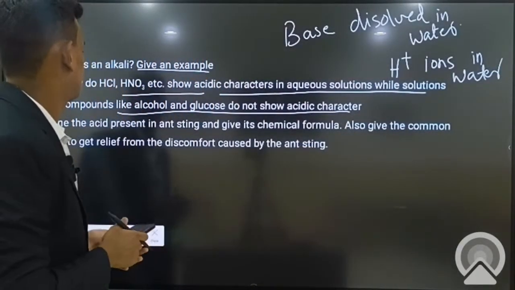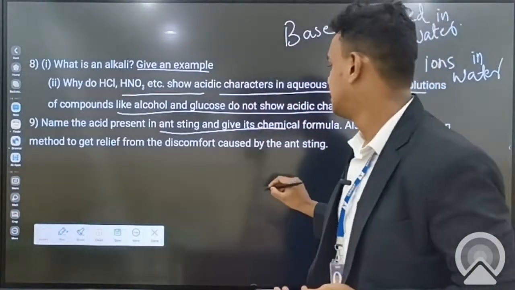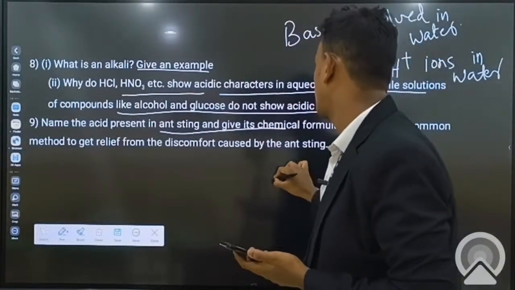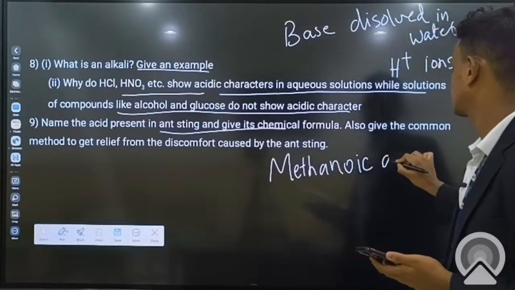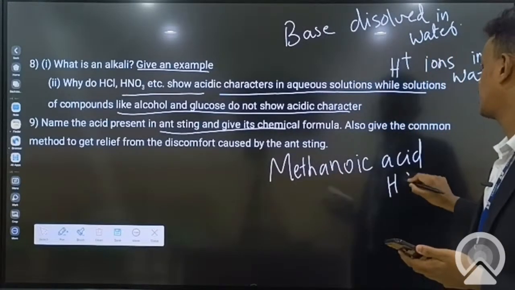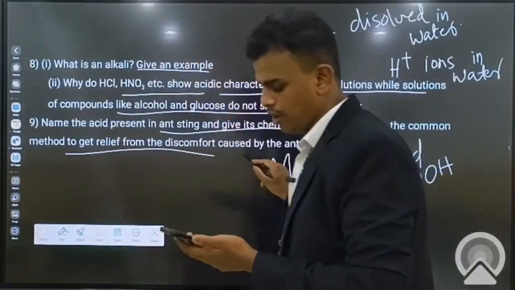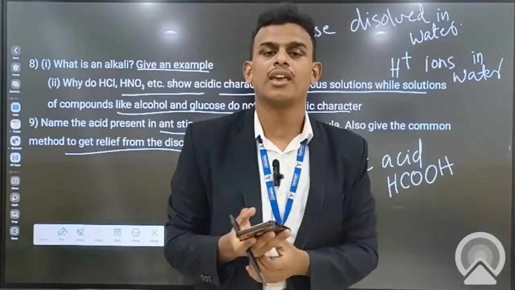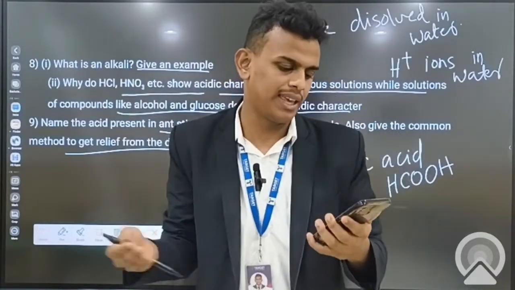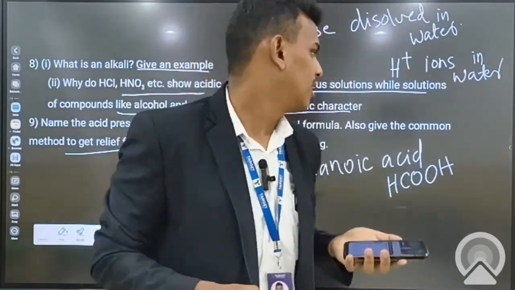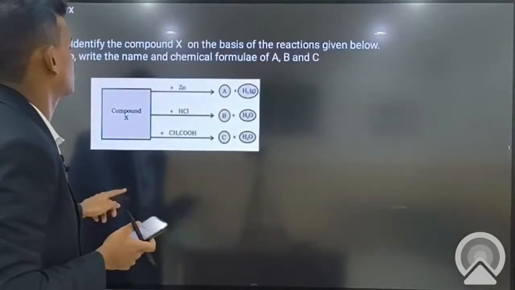Okay. Name the acid present in ant sting and give its chemical formula. That is formic acid or methanoic acid, HCOOH. Give the common method to get relief. We can put some baking soda or something. Yeah, you can make a paste of baking soda, then apply it where the ant sting happened. Okay, so this is a common question.